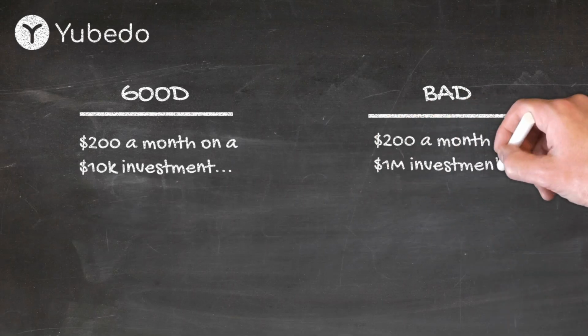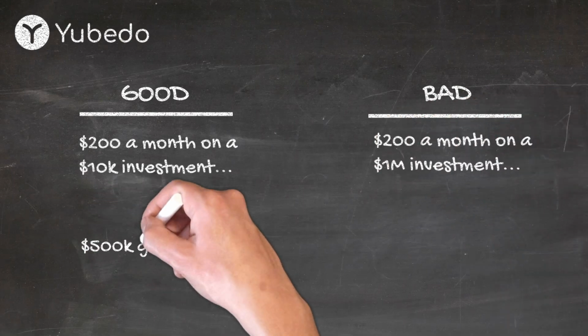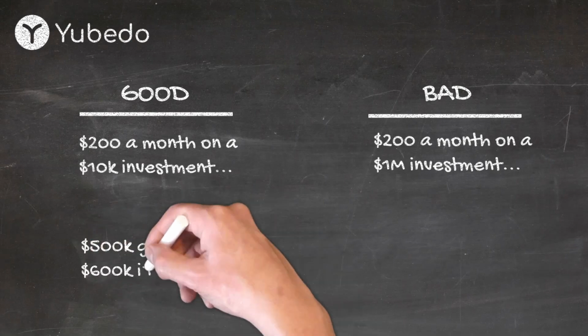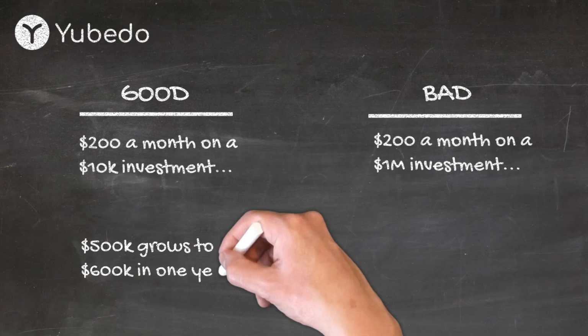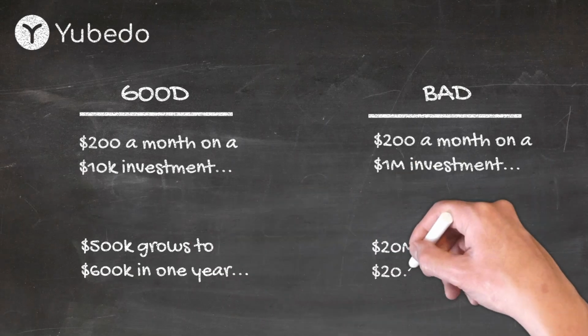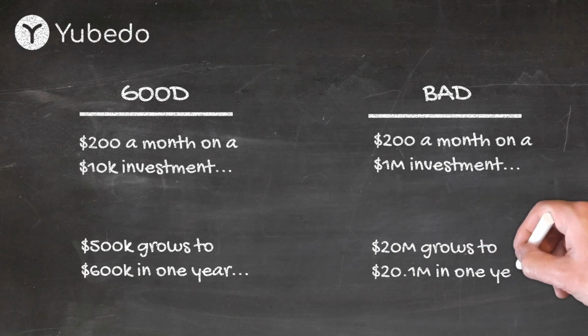Not so great. The same idea applies to property growth. A $500,000 property increasing in value by $100,000 within a year is fantastic. But that does not look very good if it's the appreciation for a $20 million mansion.